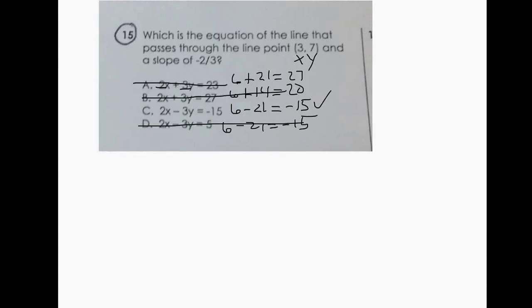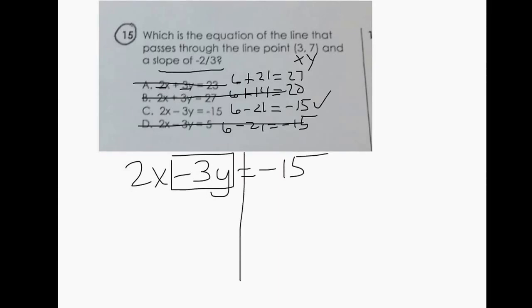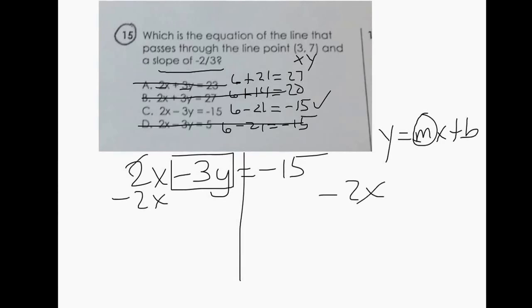If we had multiple ones that worked, we'd have to check the slope. This is how we check the slope. 2x minus 3y equals negative 15. We box. We draw our line down. We're going to put this thing in mx plus b form, and we're going to look at the m. So minus 2x to both sides. Negative 3y equals negative 15 minus 2x. Divide everything by negative 3.